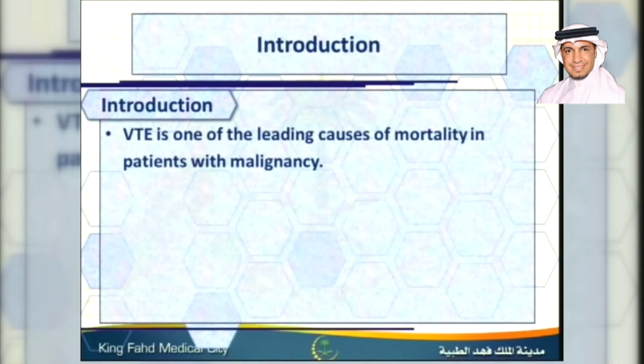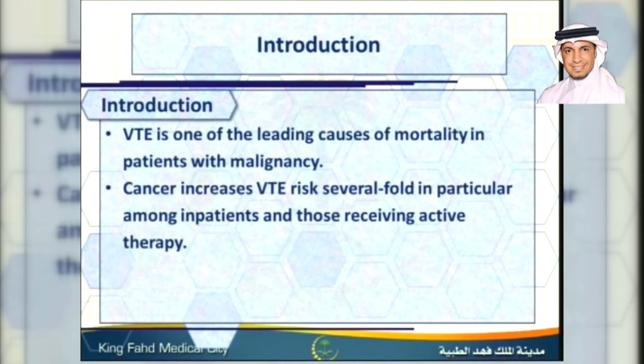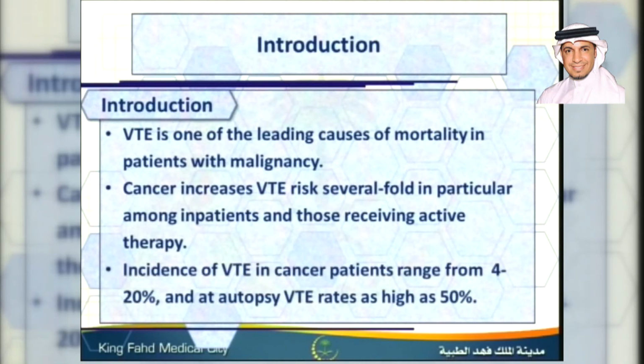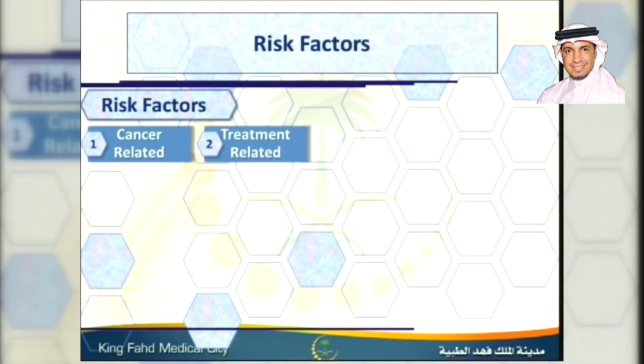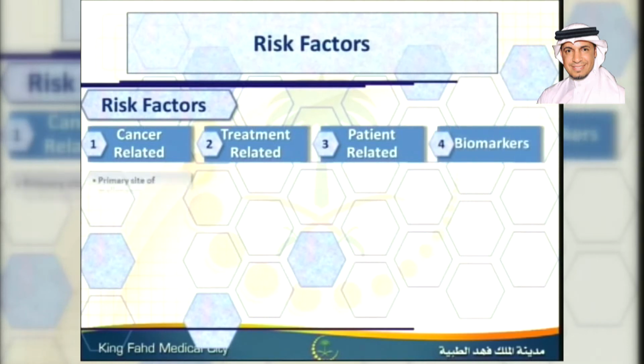VTE is one of the leading causes of mortality in patients with malignancy, and cancer increases the risk several fold, in particular among inpatients and those receiving active therapy. As I mentioned, about 20% of all patients with venous thrombosis have it secondary to cancer. There are cancer-related, treatment-related, patient-related risk factors, and biomarkers.